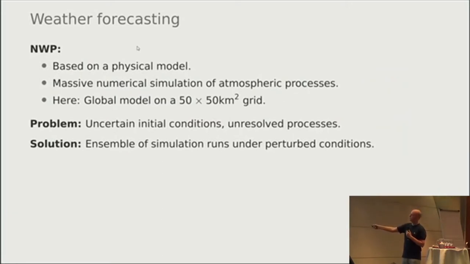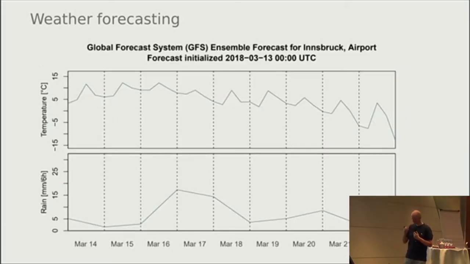And so to capture the somewhat uncertain initial conditions and also unresolved processes in the atmosphere, what people do is they run an entire ensemble of simulations. So on the day I showed you in the pictures at Innsbruck Airport, we can then look at what this forecasting system tells us. How does the temperature evolve over the next week, and how does the amount of precipitation evolve over the next week? We just take daily observations from it.